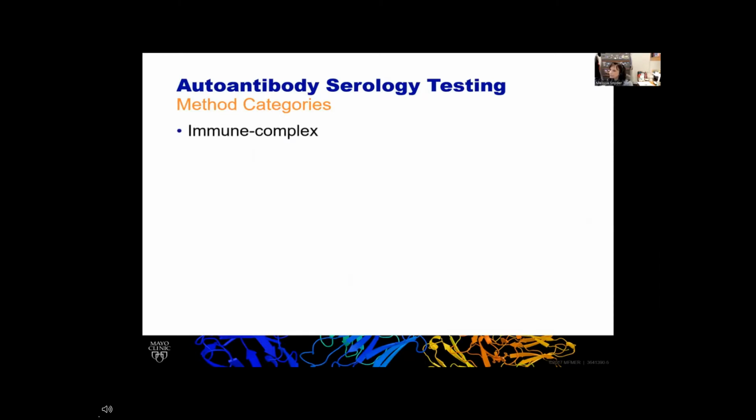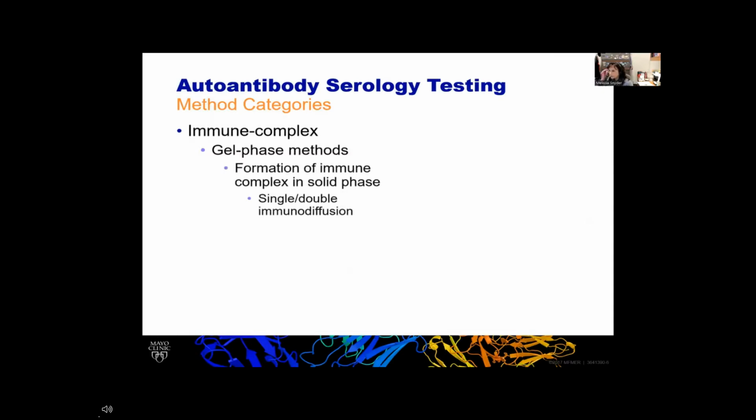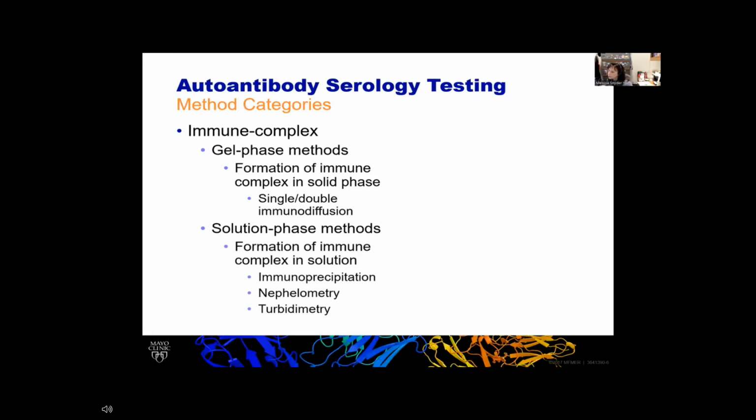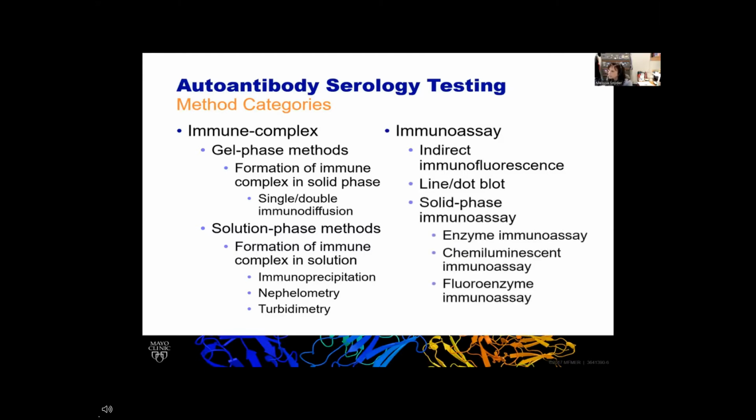Looking a little bit more in detail at immune complex-based methods, you have gel-phase methods, where you have formation of the immune complex in a solid phase, such as single or double immunodiffusion. And then you have more of the solution-phase methods, where you have formation of the immune complex in solution, such as you find with immunoprecipitation assays, nephelometric or turbidimetric assays. And then if we look at the immunoassays, we have indirect immunofluorescence as being one subclassification. We have line or dot blot assays. We have solid phase immunoassays, of which there are many variations, such as enzyme immunoassays, chemiluminescent or fluoroenzyme immunoassays. And then we have the multiplex immunoassays as well, which is in a certain way of thinking a subclass of solid phase assays, but we separate them out here because they are multiplex as opposed to the traditional solid phase immunoassays.